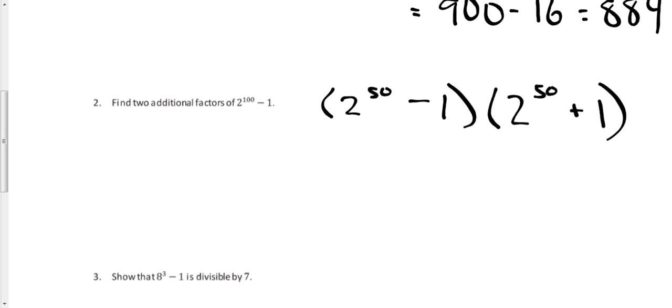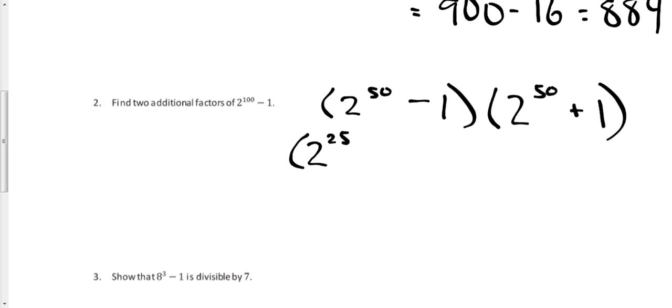Now, I ask you, is this a perfectly square term? Yeah, it is. Could I factor this one further? What's the square root of 2 to the 50th? 2 to the 25th. Oops. I did a boo-boo. But I do math in pencil so I can erase.